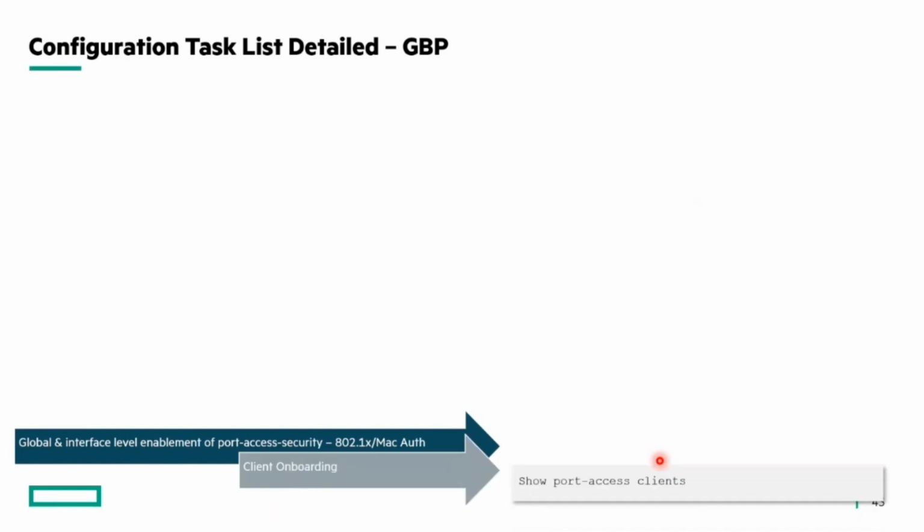If there is a difference in this configuration task list, the client will move into the authorization failed state. So that's the reason, once these configuration steps are completed, we would recommend to enable .1X and MAC authentication on the port and then onboard the client.